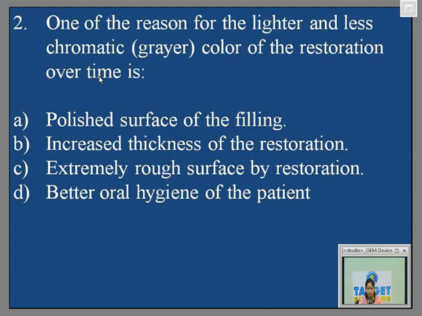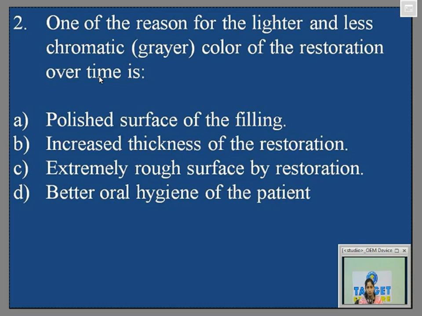Yes, so the answer is extremely rough surface of the restoration. When a restoration ages in the mouth, because of the abrasion of the filler particles, there is an increase in the surface area of the restoration, and as a result, there is more light reflection. This is due to the loss of filler particles over a period of time on a particular restoration due to abrasion, chewing forces, mastication.